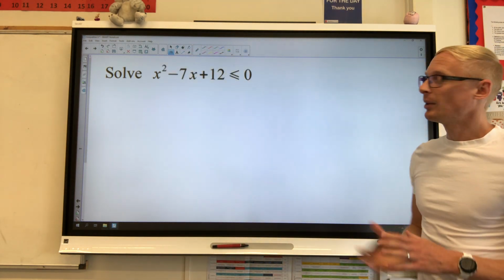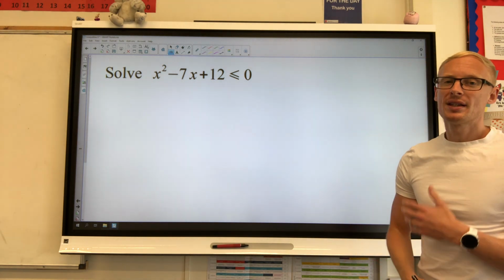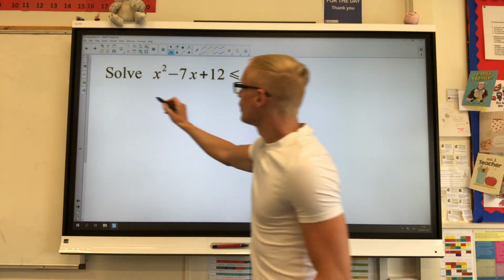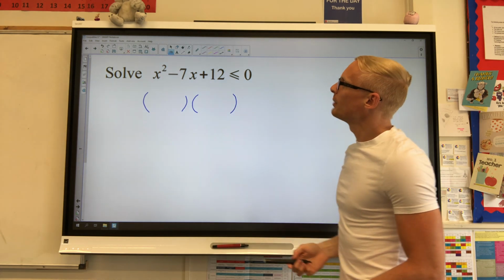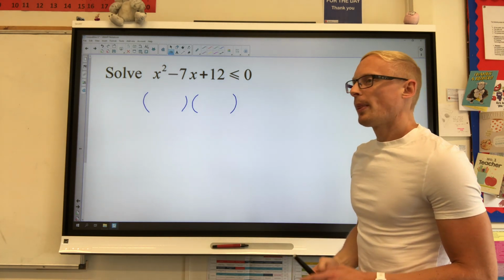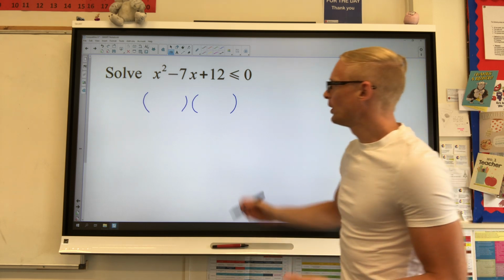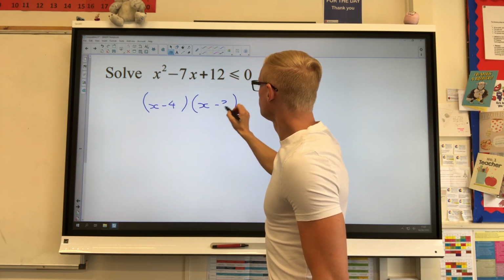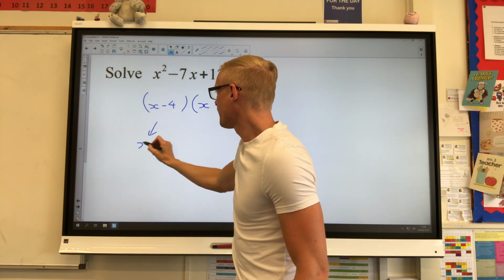Now, if we look at this example, it's very similar. We're still looking at less than, but it's less than or equal to. It doesn't change our method at all until right at the end when we write the answer. So we're still looking to factorise initially, looking for numbers that multiply to make 12 and add to make negative 7. Because they need to add to make negative 7, they're both going to be negative. So negative 4 and negative 3. Now, critical values here.